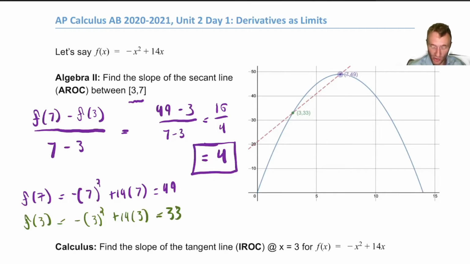And all that is algebra 2. Rise 16, if not algebra 1. Run 4. 16 over 4. Rise over run, speed of 4. Average rate of change of 4.